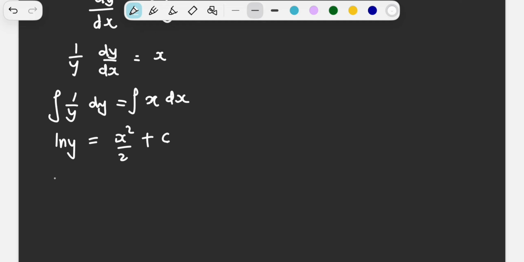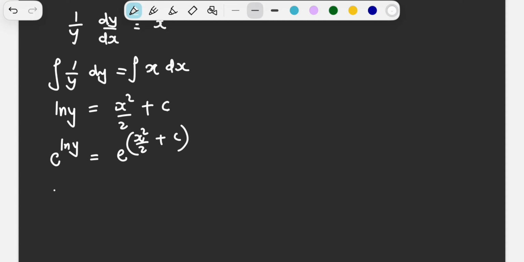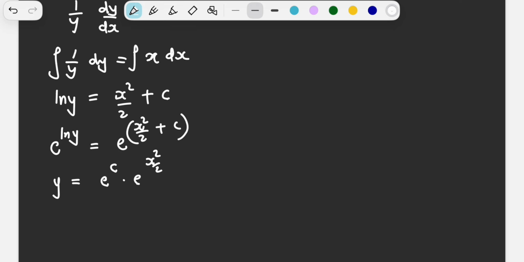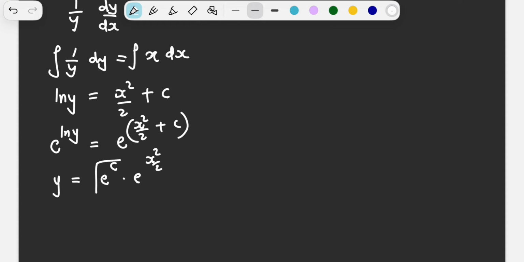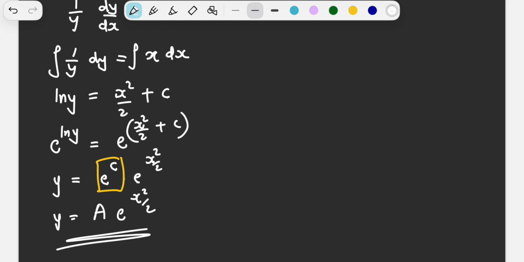So you can introduce exponents on both sides. So e to the power of ln y is equal to e to the power of x squared over 2 plus c. So e to the power of ln y is basically y. This is e to the power of c multiplied by e to the power of x squared over 2, because if you add exponents, it's the same as multiplying two exponentials together. And you know that e to the power of c is basically a constant, right? It's e to the power of a constant, so it can be a constant. You can call that a. So y will be equal to a e to the power of x squared over 2. So you've basically found an expression for y, right?